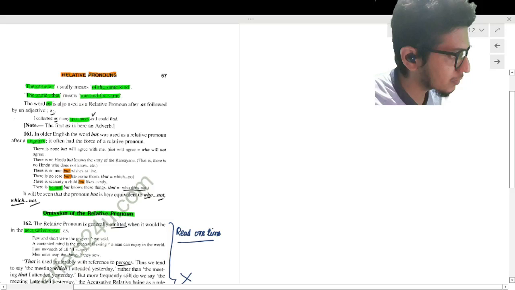The word as is also used as a relative pronoun after as followed by an adjective. I collected as many specimens as I could find. The first as here is an adverb. The second as is an adjective.